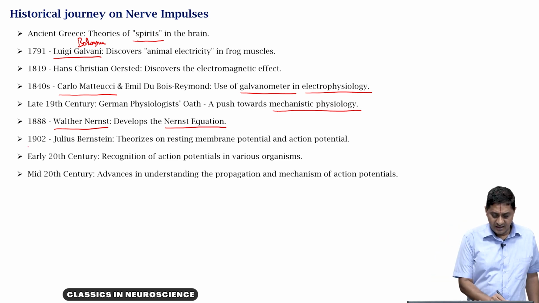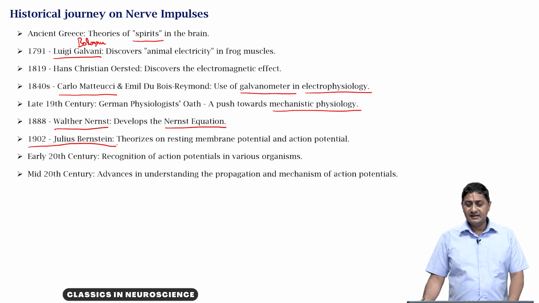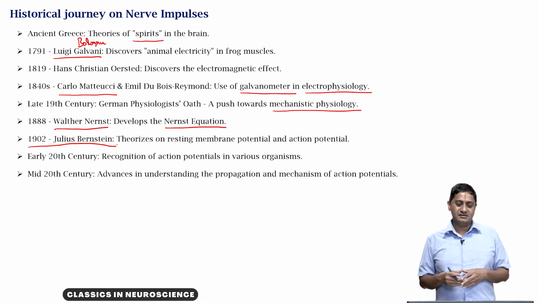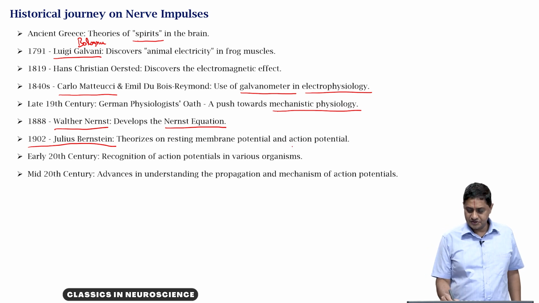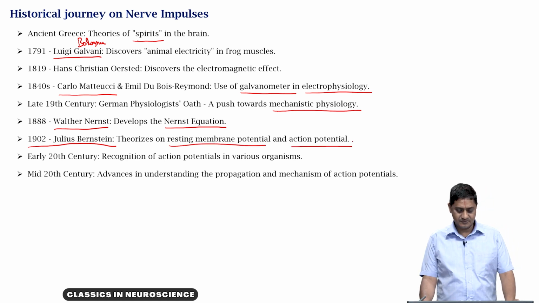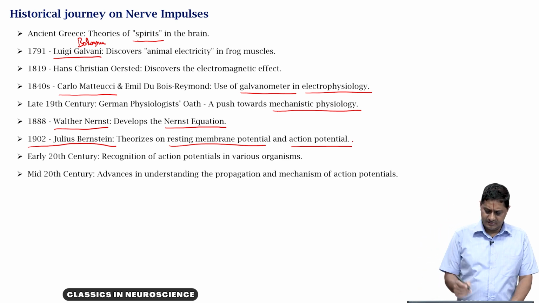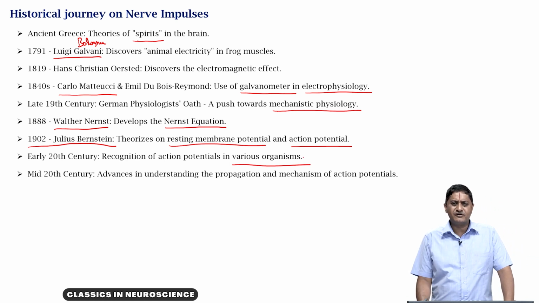In the early 20th century, Julius Bernstein suggested that there is a resting membrane potential and an action potential, essentially two different phases. At rest there is a membrane potential, and during action there is a potential, which he called the resting membrane potential and the action potential. Later, people measured action potentials in many organisms, small organisms, starting with the frog.